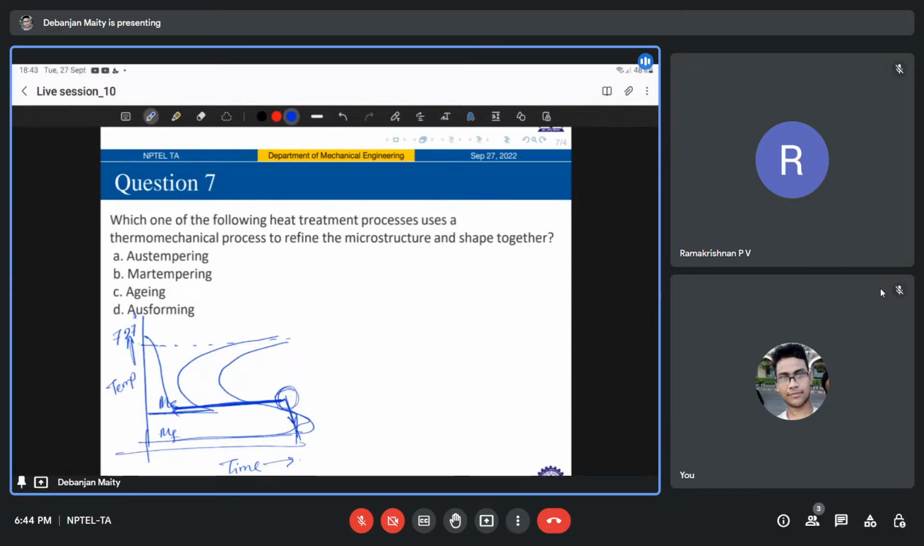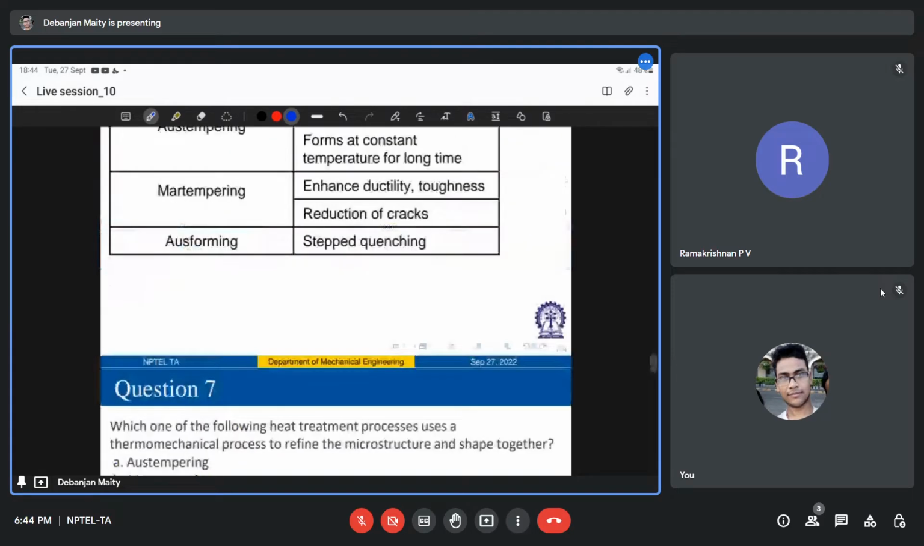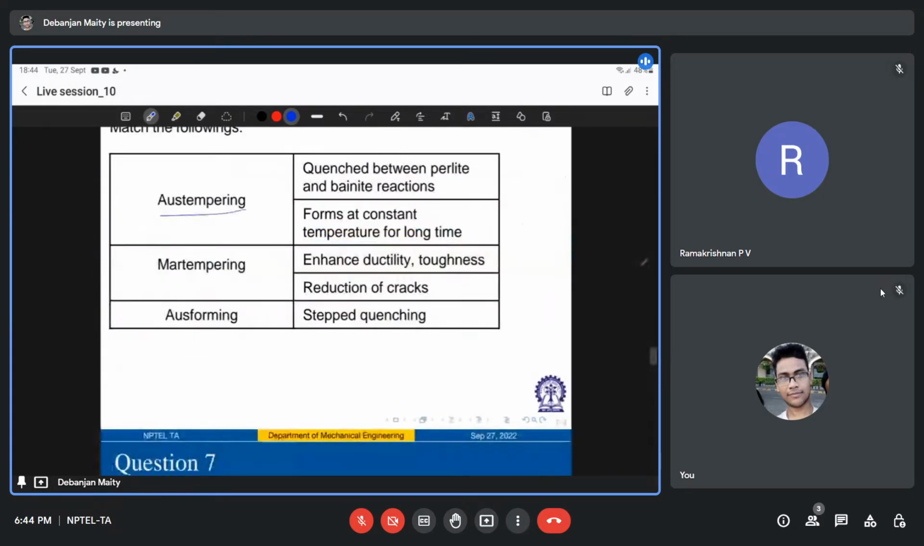due to non-uniform cooling in different surfaces, right? So during tempering, it forms at constant temperature for sufficient time. We say a long time, and during that time it brings uniform properties of the fully austenitic matrix, right? And because of that uniform property, it actually reduces the crack since it forms at constant temperature.